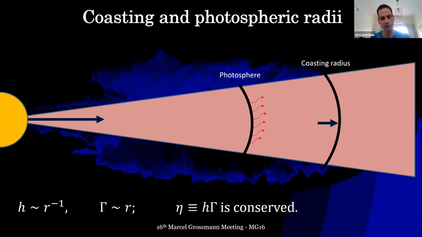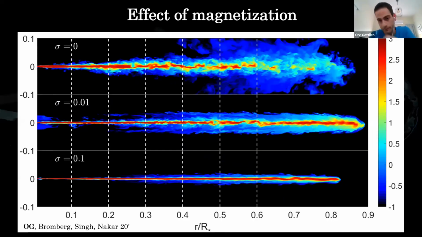Since the collimation shock is taking place, as we see in simulations, at a radius of roughly 10% or 20% the size of the star, that means that the coasting radius would be pushed to radii that are comparable or even above the photosphere, allowing very high efficiency at the photosphere. And therefore, the collimation shock here also comes in handy for explaining the high efficiency.